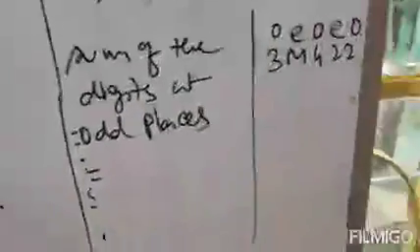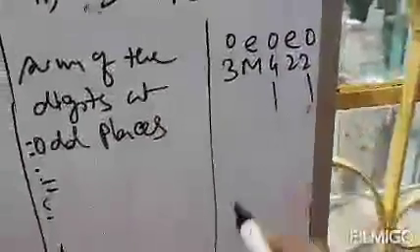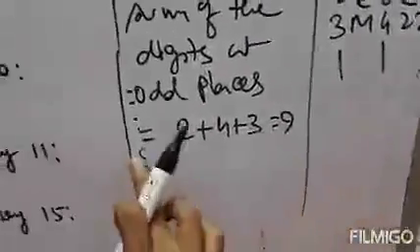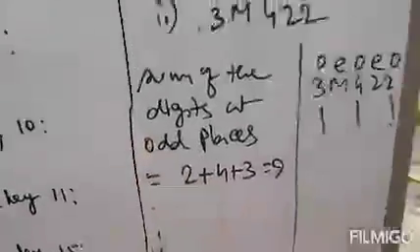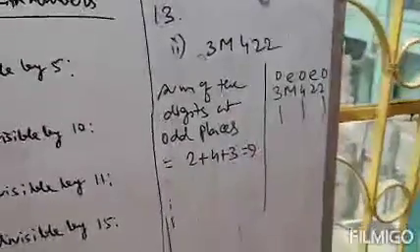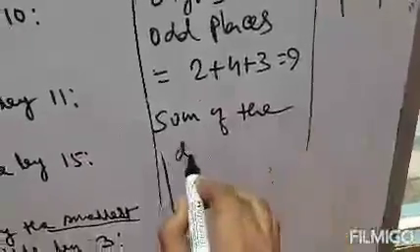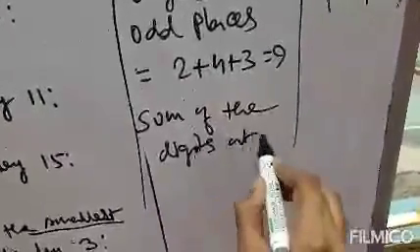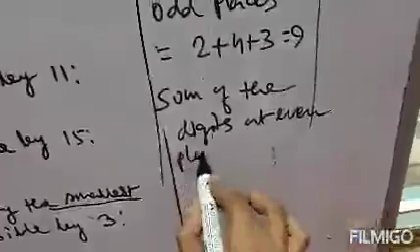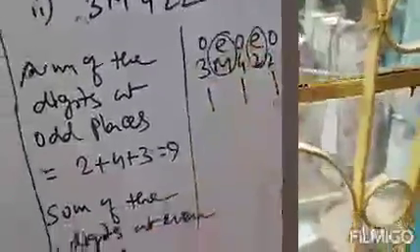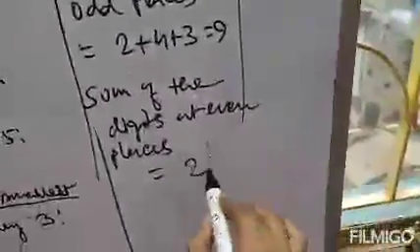So the sum of the digits at odd places: this is odd, 2, 4, 3. 2 plus 4 is 6 and 3 is 9. So 2 plus 4 plus 3, this is 9. Clear? This is your odd places number. Now find the sum of the digits at even places. Even place means this is your even place 2, this is your even place m. So 2 plus m.